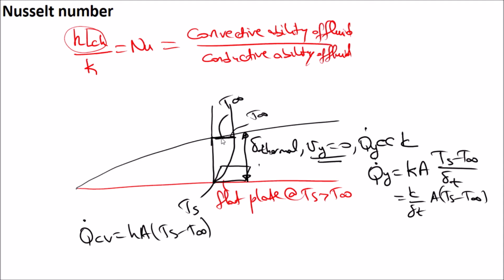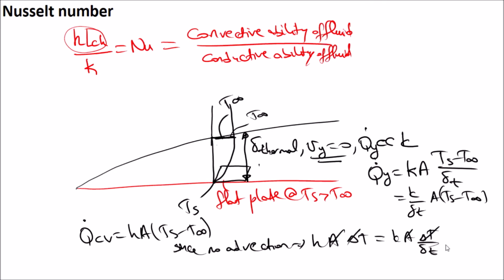Okay, and here from that part to this part, convection is equal to conduction, because here we don't have any advection, therefore they are purely equal to each other. Since no advection, it means that hAΔT is the same as kAΔT by small δ. A cancels out, and h is k by δ. If I replace back to here, the Nusselt number will be equal to L characteristic by δ.